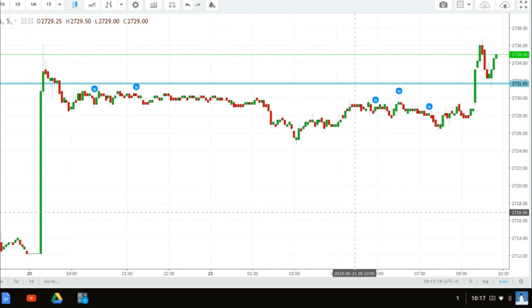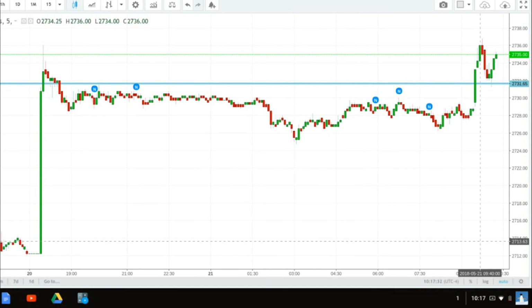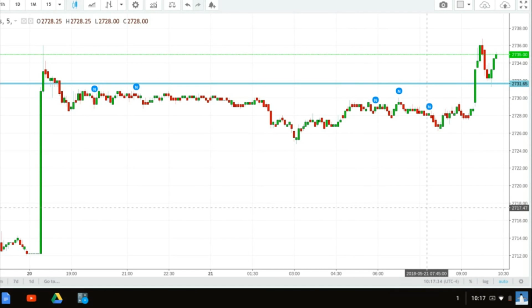Again, it's very important you stick to your plan. The plan was to have a breakout of the level. We want to see it retest before we get back in. We want to see a retest before we get back in. 27.35.